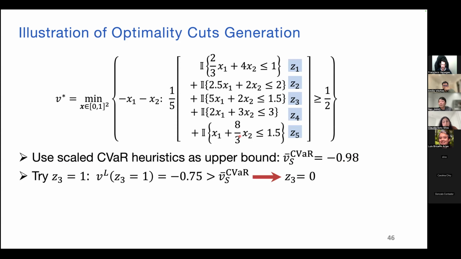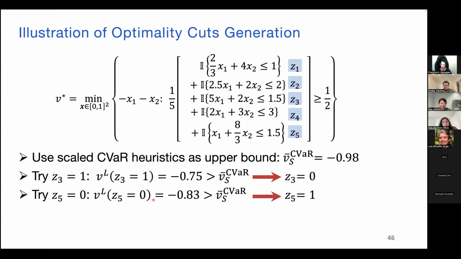So we're going to try some scenarios. Let's say we try the scenario Z3 equal to 1, and we find some easily computable lower bound. This lower bound implies the value will be negative 3/4, which is greater than the current upper bound. Then we know that what we tried here is wrong. So the third scenario should not be satisfied, it should be violated. So we can have this optimality cut.